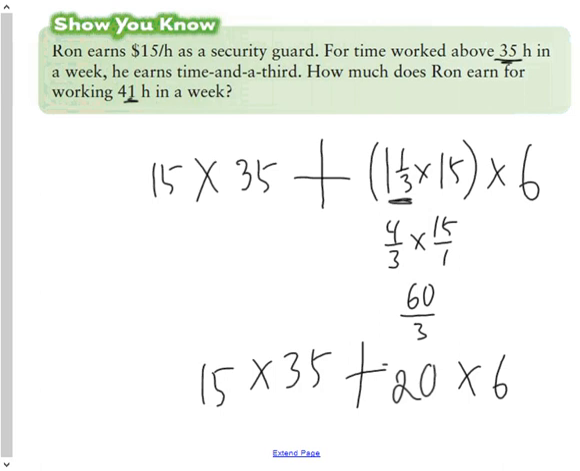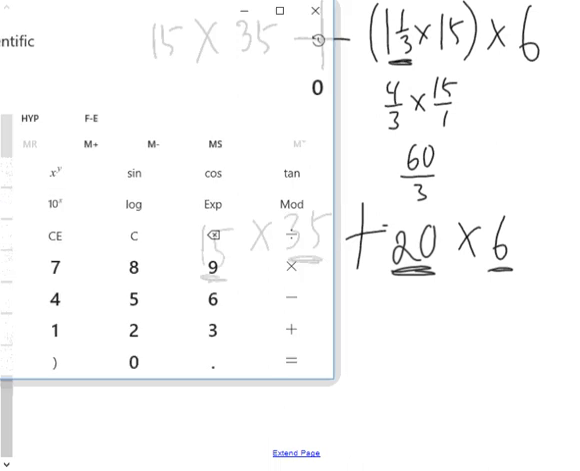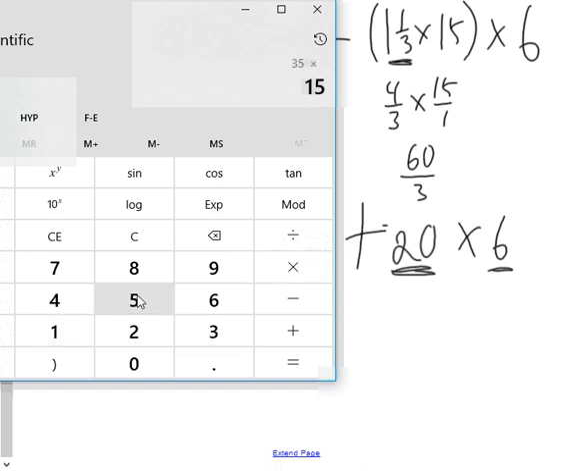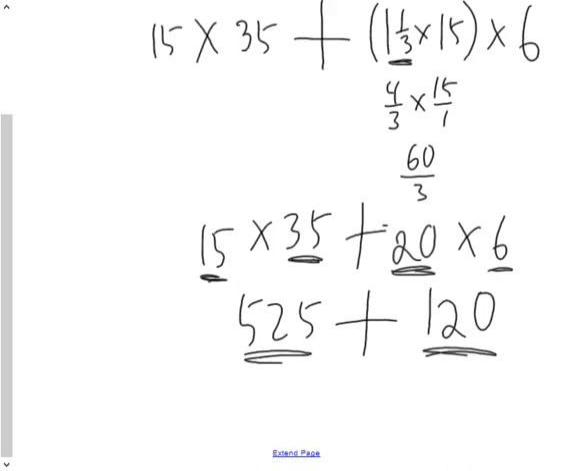So he's making $15 an hour for the first 35 hours. And that 1 1/3 times a normal hour is going to be $20 an hour times the 6 hours of extra work he did. So 35 times 15, pull up the calculator. 35 times 15, he makes $525 for his regular hours, plus he's going to make another $120 for those overtime hours. So altogether, when I combine his regular hours with his 6 hours of overtime, he makes $645 that week.